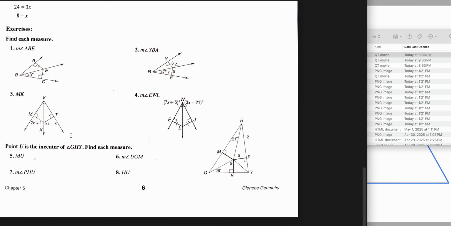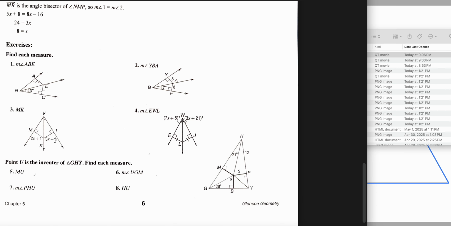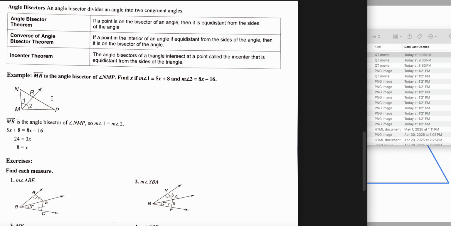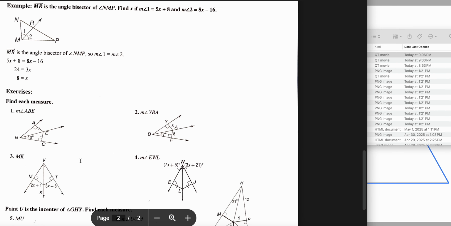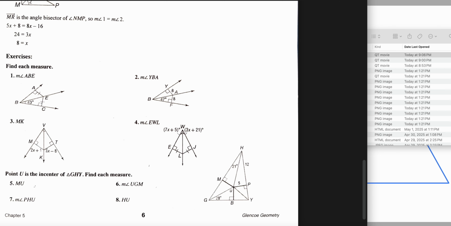Okay. We go to question number three. We have the same setup, right? We're given that these distances are forming a right angle with the sides of the angle, and we're also given that angle MVK is congruent with KVT because of those little arcs in there, right? So we know for certain that VK is an angle bisector of angle MVT. And because of the angle bisector theorem, this one right here, we know that these distances are congruent, right?